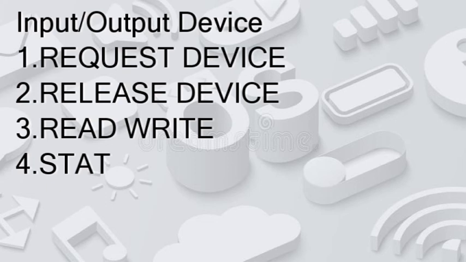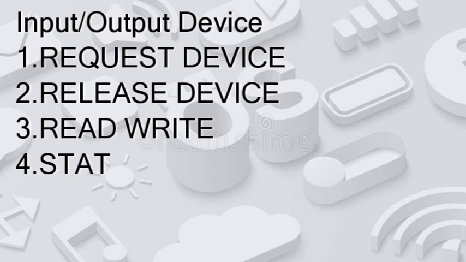Next, we have input output devices. So basically, what is the input output device call? It will request a device, release the device, read and write into a device, and also show the status of the device. Basically, how it will show the status of the device, like whether the device is working or not working, how much memory storage it has, everything will be included in it.